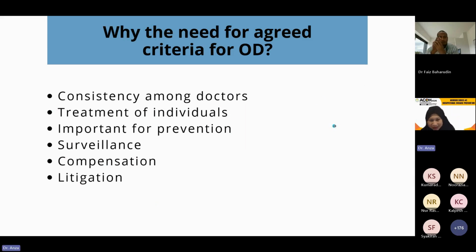Why do we need to have criteria? Because, just like any diagnosis in medicine, we need diagnostic criteria to have consistency among doctors. We need to have proper treatment, and as I mentioned just now, we need strategic preventive measures. We need surveillance, because in public health medicine we need valid, accurate data. Without valid and accurate data, we cannot have proper preventive measures. The next one is compensation and, of course, litigation.